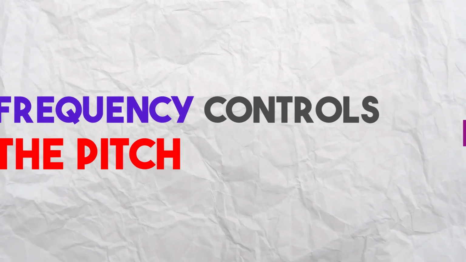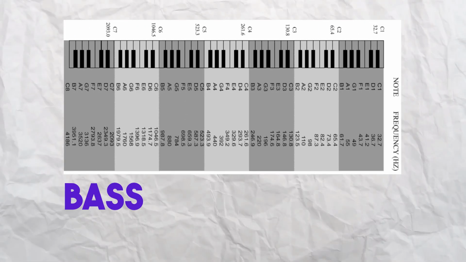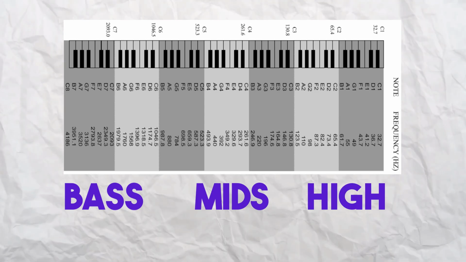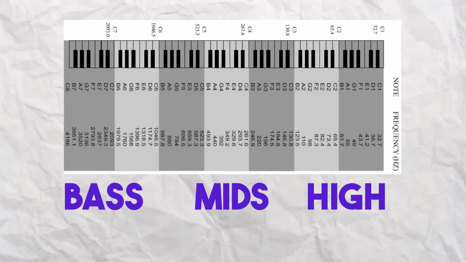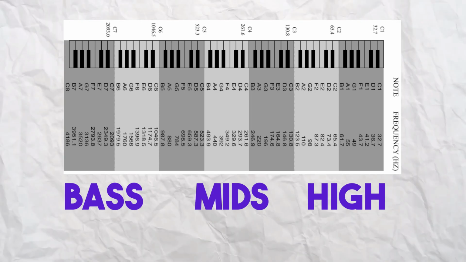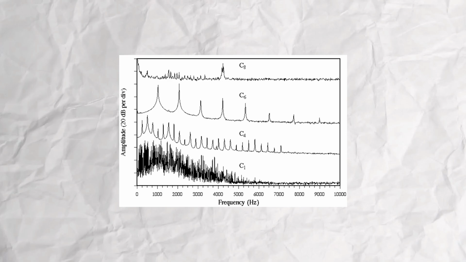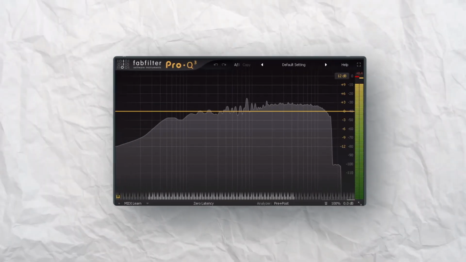Now, the frequency spectrum. Think of it like a giant keyboard with bass notes on the left, mids in the middle, and high notes on the right. So every sound you hear, whether it's a kick drum, a guitar, or someone's voice, is made up of different frequencies. And these frequencies sit along a range that we call the frequency spectrum. I'm quite sure you have seen it before on an EQ plugin.